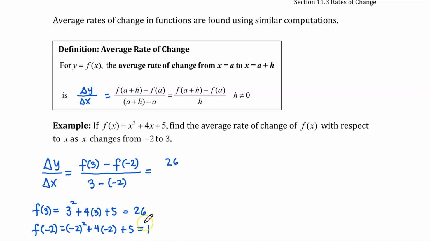So that's f of 3 is 26, and f of negative 2 is 1, so 26 minus 1, divided by 3 minus negative 2, which is positive 5. 26 minus 1 is 25, divided by 5. That gives us 5. So 5 is the average rate of change of f of x with respect to x, as x changes from negative 2 to 3.